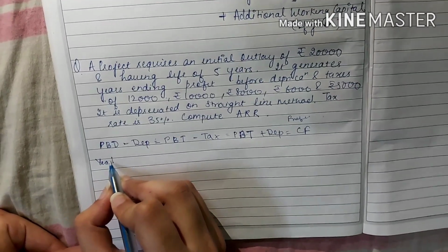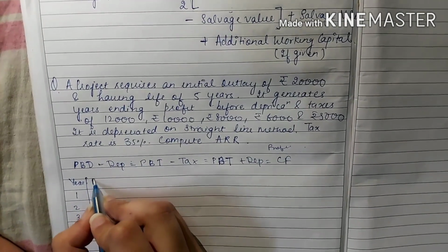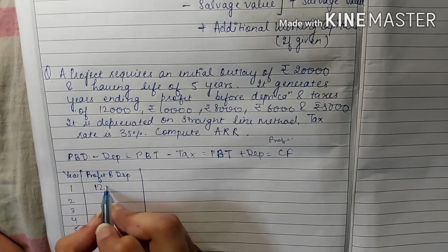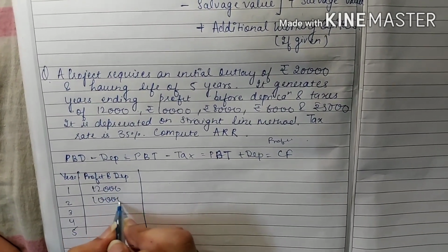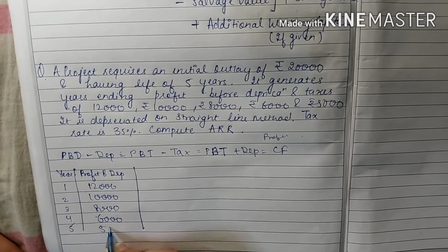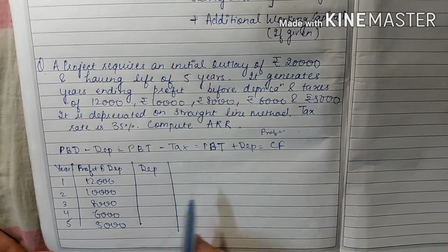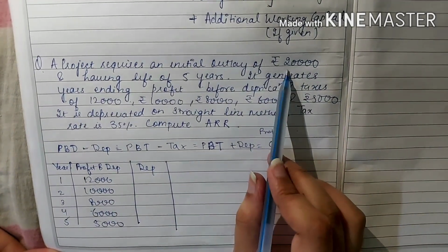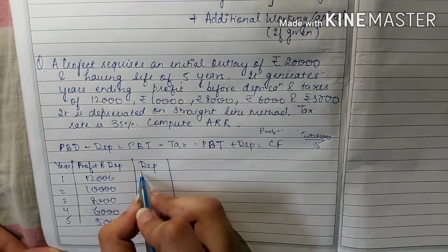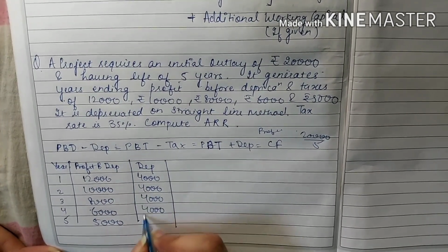So number of years are given as 5. Profit before depreciation: 12,000 for the first year, 10,000 for second, 8,000 for third, 6,000 for fourth and 5,000 for the fifth year. Now we have to deduct the depreciation. The depreciation will be calculated by dividing the 20,000 by 5. So 20,000 divided by 5 is 4,000, for all the 5 years.